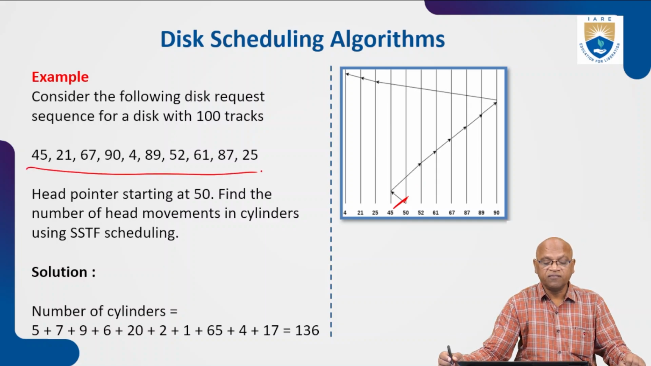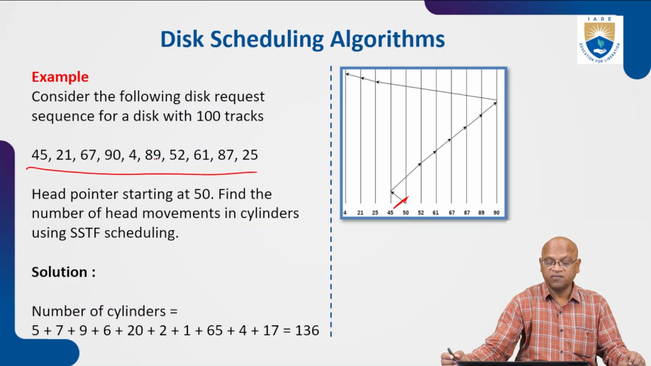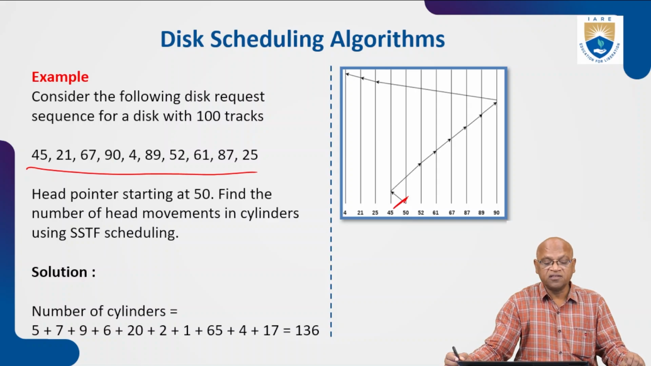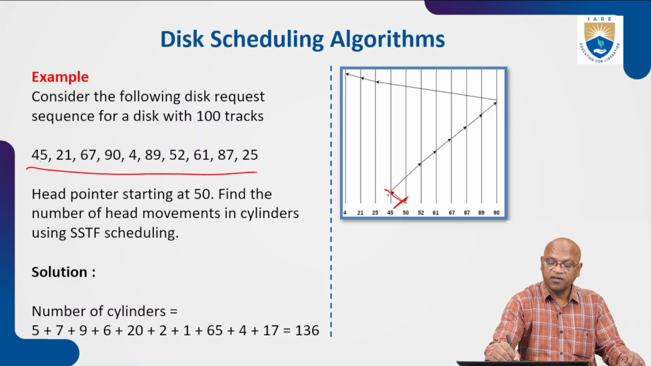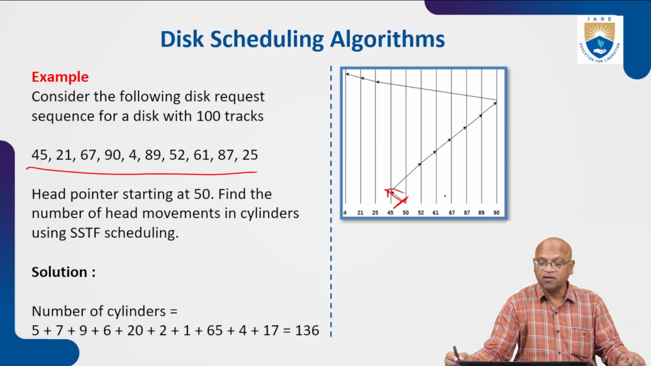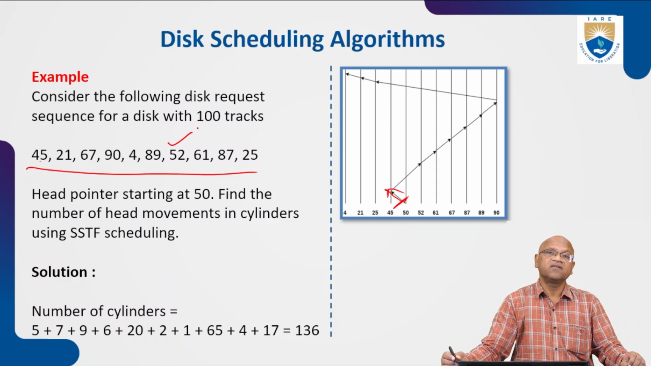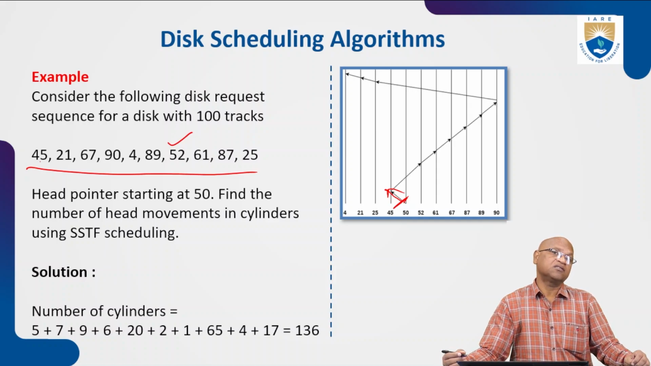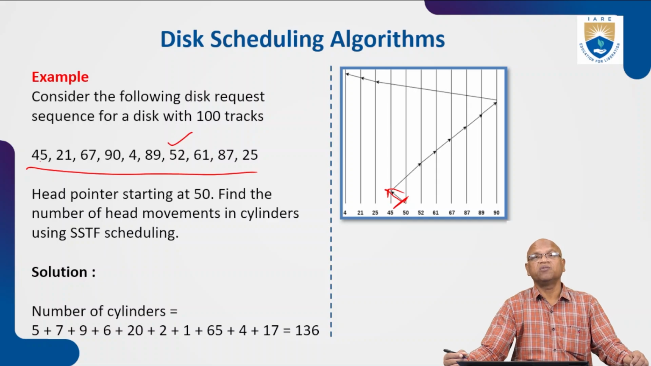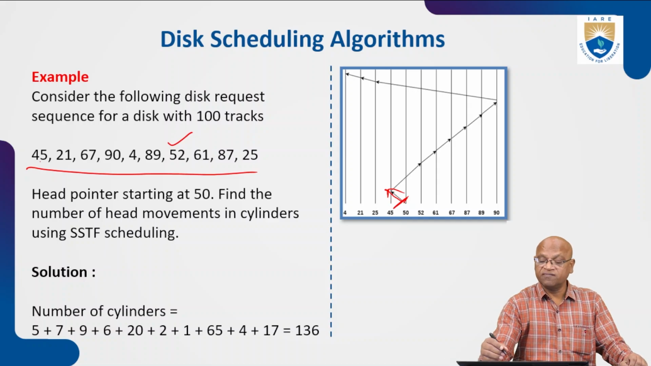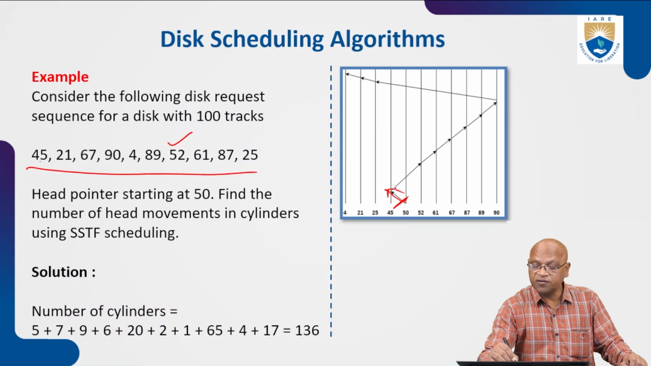From 50, we will see which is nearby. 45 is nearby, so from 50 it moved to 45. After 45, what is the next? 52. You don't follow the sequence here. It will see which numbers are close to the head, and that track will be positioned under the read and write head. So next is 52, and it will move to 52.